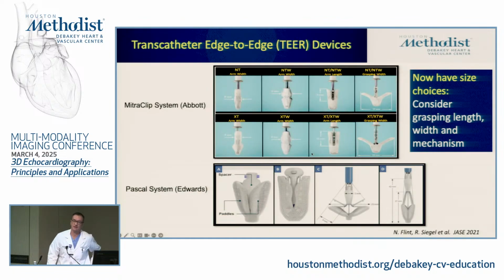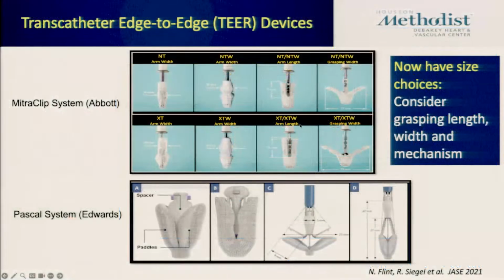There are two fundamental platforms by two different manufacturers that are currently commercially available to us, an Abbott system and an Edwards system. Both are similar in that they have a grasping mechanism and create coaptation zones, so they're both referred to as TEER. We used to call this procedural MitraClip. That was one device, but now we have two platforms, so we avoid that term.